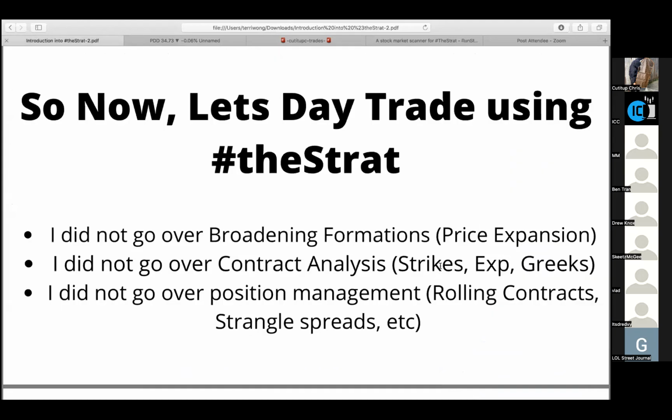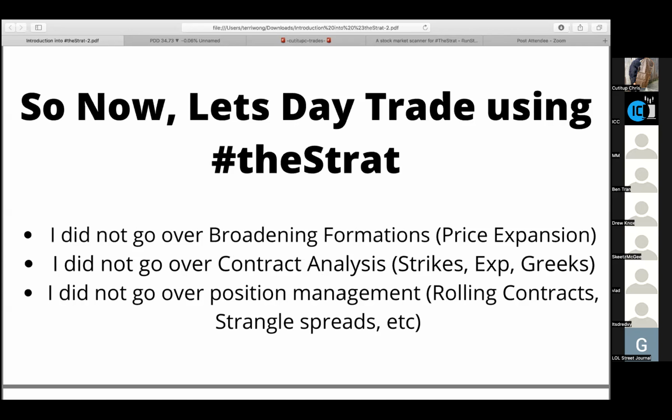I didn't go over contract analysis. Contract analysis is a big one too. Depending on your strike price, if you're trading options, if you're trading equities, you're good. But if you're trading options, there's tons of variables. I hope you guys all kind of have a consensus about all the variables. There are strike price, expiration, the Greeks, and I'm going to get into why contract analysis is really important, but I'm not going to really go over it today because that's a whole other topic to go into.